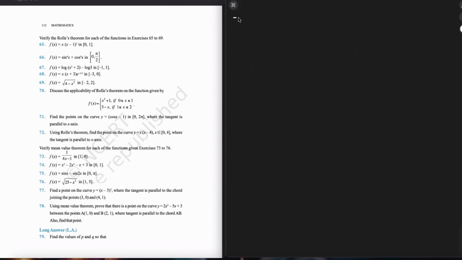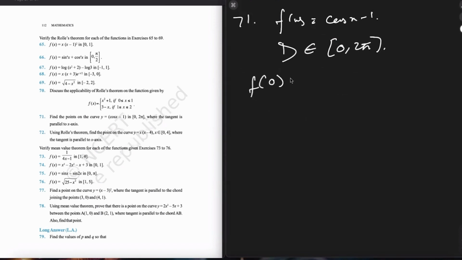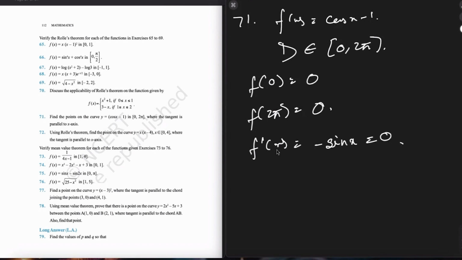Now, in question number 71, it is asking the same thing. f(x) is equal to cos x minus 1 and domain is [0, 2 pi]. All right. At f(0), 1 minus 1 is 0 and f(2 pi) is also 0. All right. Now, what should I do? I'll just differentiate it. Cos x gives minus sin x. So wherever this is 0, that will be our point for c in this domain.